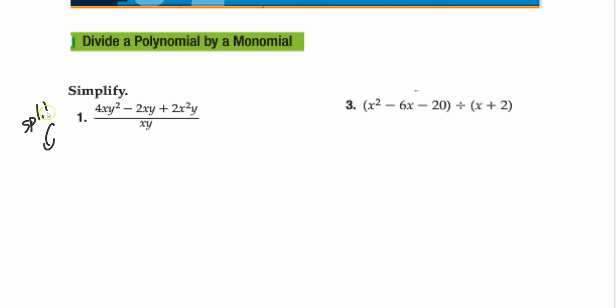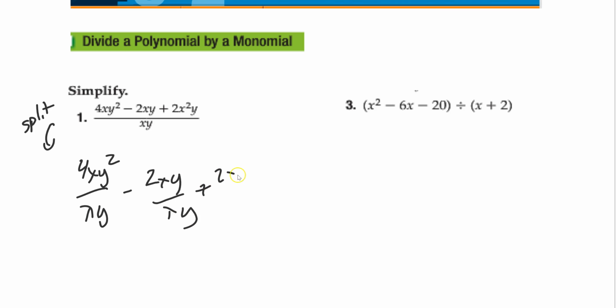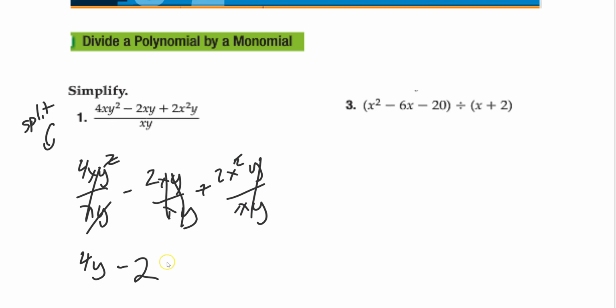Just split it. So you can get 4x over y squared over xy, minus 2xy over xy, plus 2x squared y over xy. Then you just simplify each one separately. Here the x's cancel, and you have one more y on top, so you get 4y. Here the x and the y cancel, you get negative 2. Here the y's cancel and one x cancels, plus 2x. And that's it. That's how you divide by a monomial. You just split it up and reduce.